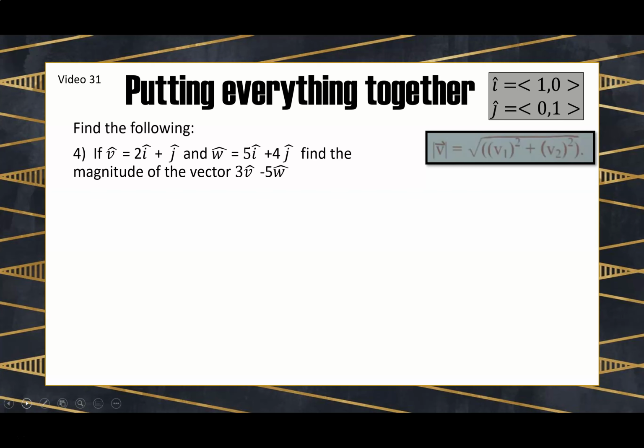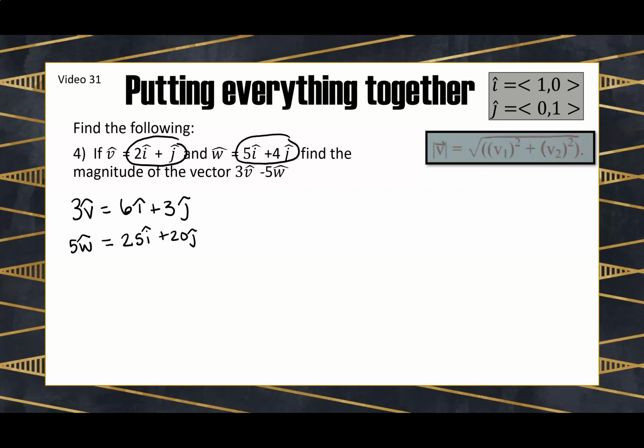So the first trick here is to find what 3v is, and I'm just going to basically multiply all this by 3, which gives me 6i plus 3j. Then I want to find 5w, and don't forget about the negative, but we'll deal with that after. So our 5w is going to be 5 times all of this, which is going to give me 25i, and then 20j. So I basically just took everything here and multiplied it by 5.